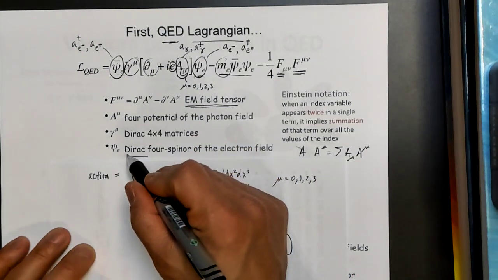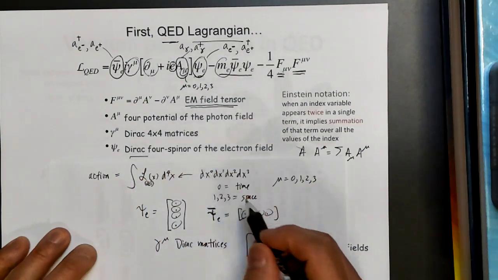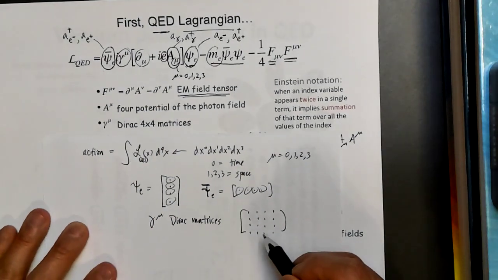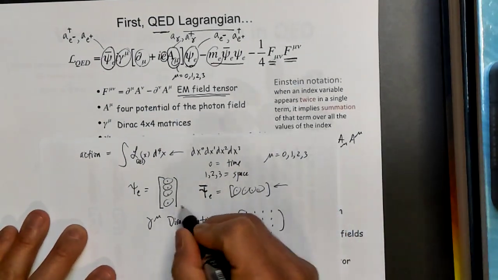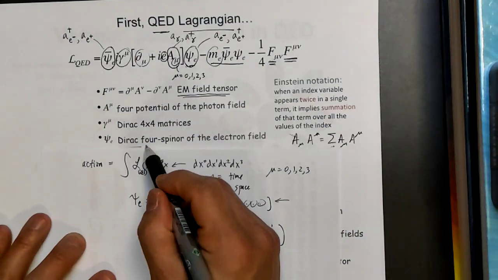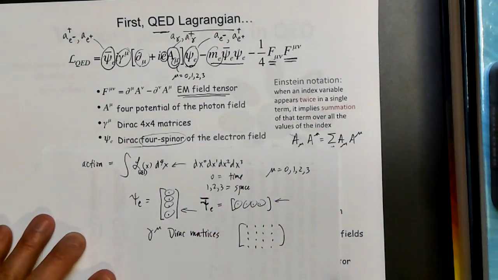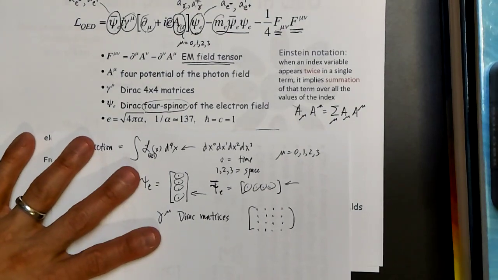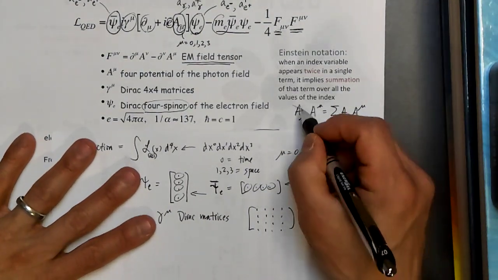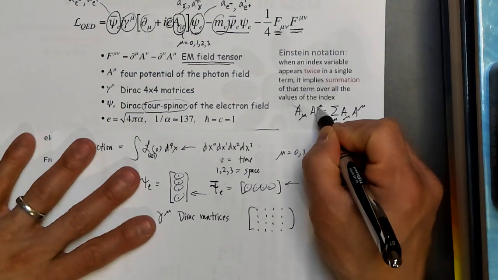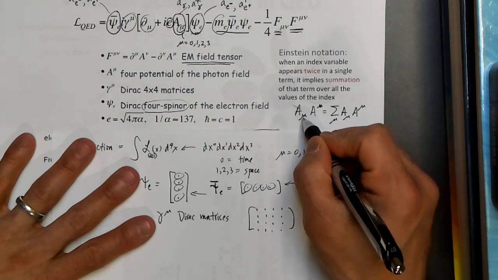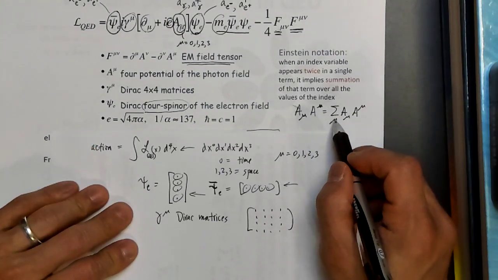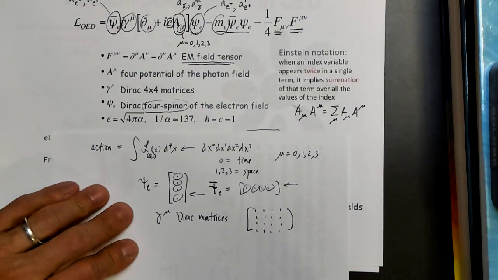Now, there's some notation I should mention. So I told you that these gamma^mu's are Dirac matrices. These guys are called the Dirac 4-spinors. Okay, the psi and the psi bar, 4-spinors. There's also some notation here called Einstein's notation. If you see an index that's upper and lower, the same index upper and lower, there's an implicit summation over that index.